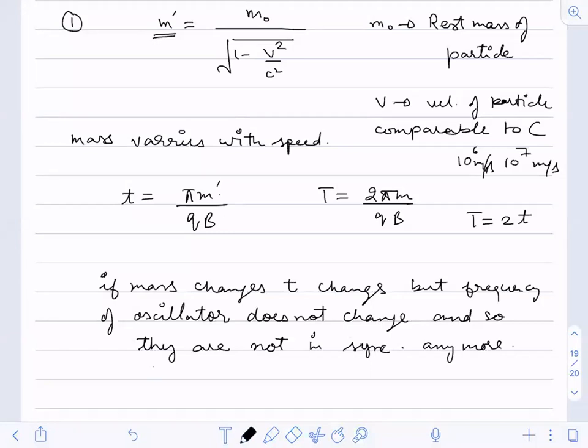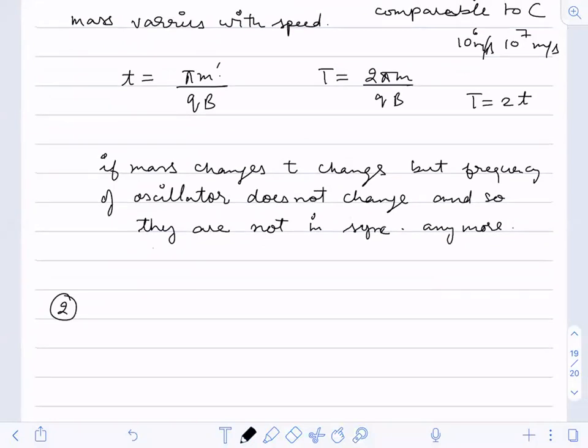Now talking about the second limitation: lighter particles cannot be accelerated.